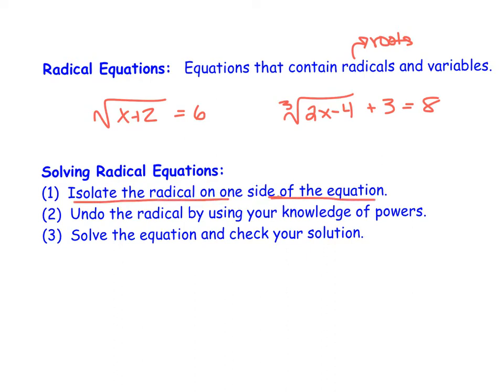This is kind of similar to when we had powers in an equation, where we got the power by itself and then undid the power. We're going to isolate the root or the radical first in these. Then we're going to undo the radical by using our knowledge of powers. We know that roots and powers undo each other. We're going to be using that to help us undo those radicals. And then once we've undone the radical, we're going to solve the equation and check our answer.